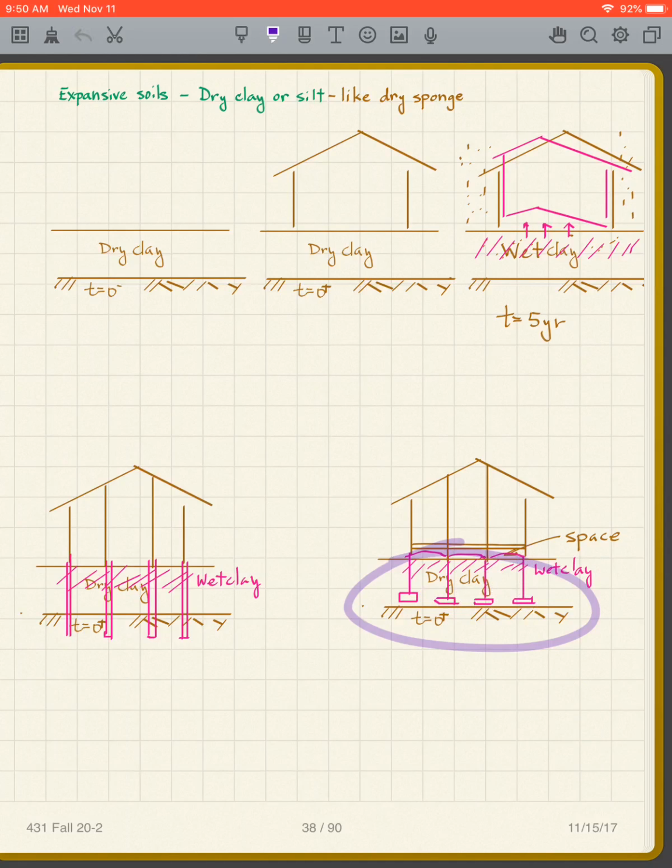And in addition, there are other things you do. You put space underneath here so that you're not lifting a slab, and so you have a crawl space underneath, and those are some defensive measures you can use to keep the house in place.